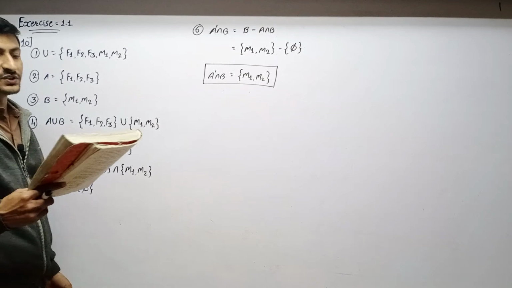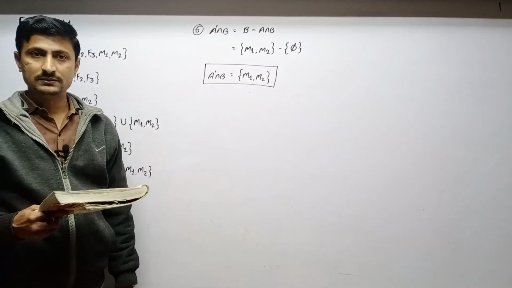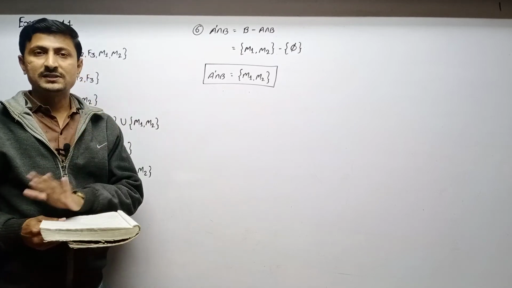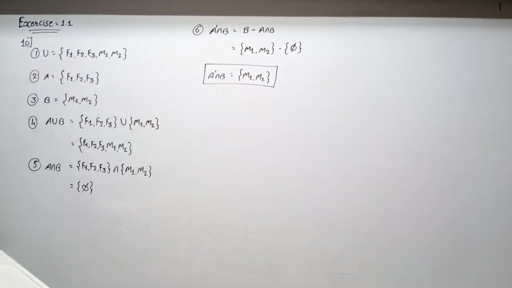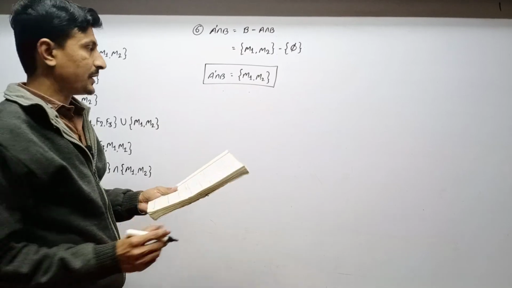And last, question 8, can it be said that the events A and B are exhaustive? Yes. Events A and B are exhaustive events when, by the definition of exhaustive events, A union B is equal to U. Proved. Okay.